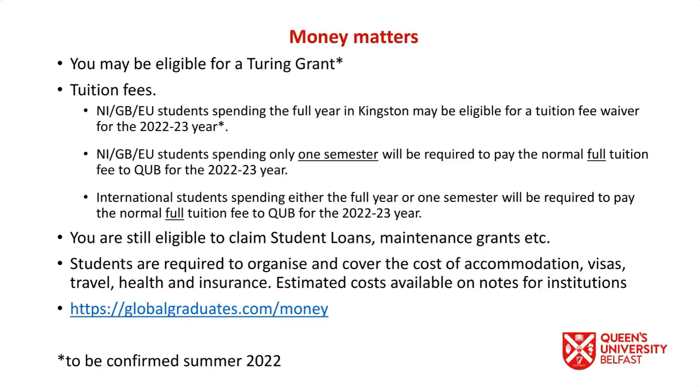So you are required to cover the cost of the likes of accommodation, visas and health insurance. The estimated costs for these are in the guidance notes, as I mentioned, on the application on My Future, so you can see some estimated costs. And also on the universities' websites, they have some good information on estimated costs. Another source of information is the Global Graduates website. They have some really good info on managing your money when you would be away.